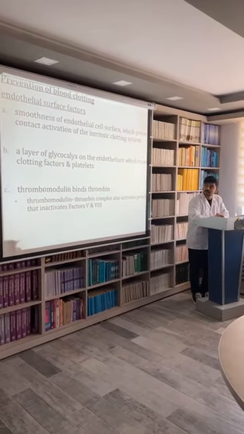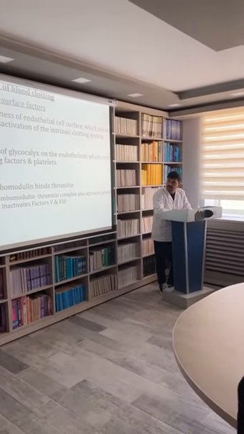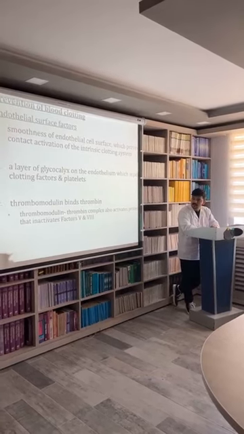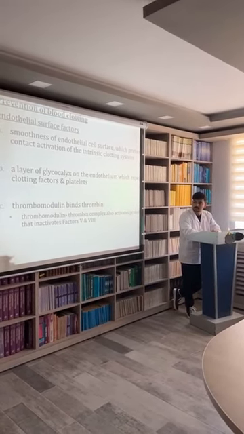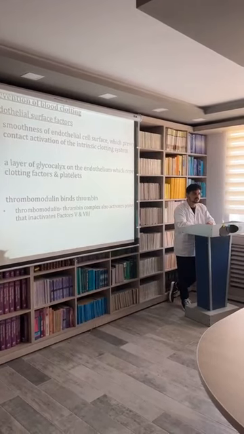First of all is the endothelial surface factor. The smoothness of the endothelial cells helps to prevent the activation of intrinsic clotting factors. Second is a layer of glycocalyx on the endothelium, which repels the clotting factors and platelets. And third is thrombomodulin, which binds thrombin, and this thrombomodulin-thrombin complex will activate protein C, inactivating factor 5 and factor 8.